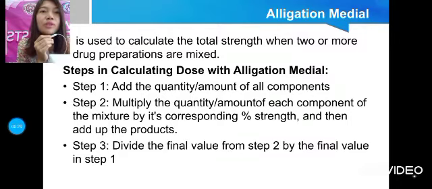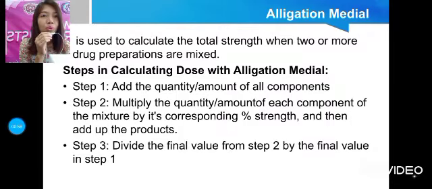It is used to calculate the total strength when two or more drug preparations are mixed. So allegation medial is used if you want to compute the percent or the amount of the total mixture. Here are the steps in calculating with allegation medial. The first step is to add the quantity and amount of all components. The quantity or amount may be in milliliters or in grams.